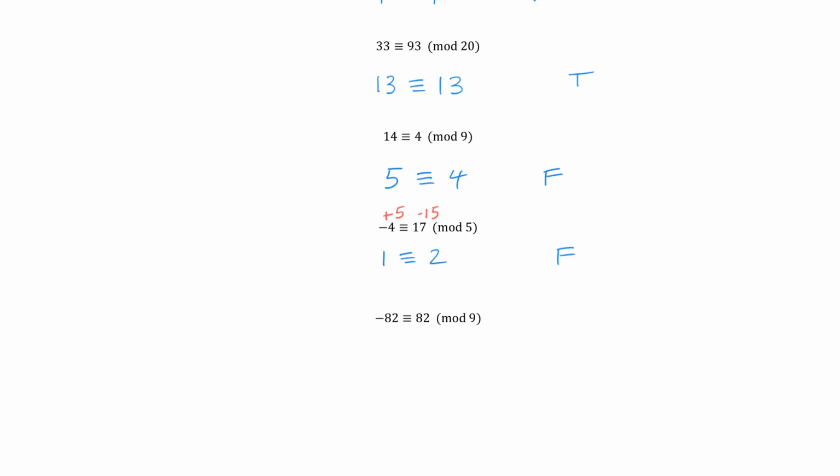In the last problem, how about we do something similar? Let's try to think of a multiple of 9 that's close to 82. So how about 81? On the left, I can add 81, and on the right, I can subtract 81. So that gives me minus 1 on the left and positive 1 on the right. These are not the same in mod 9. Okay, let's look at some more examples.